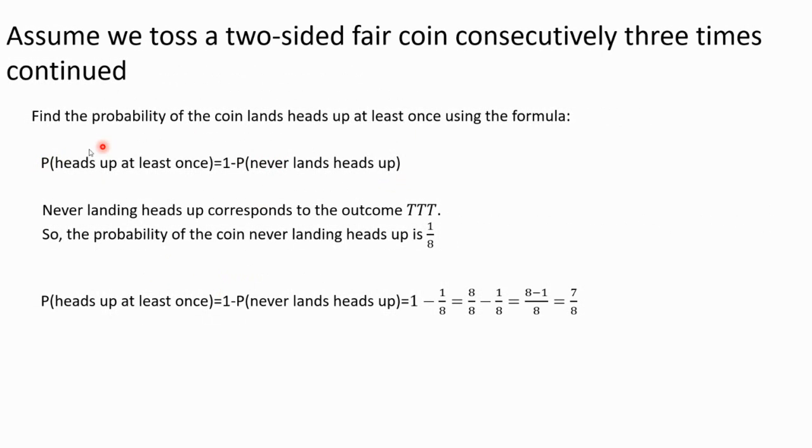Let's use this formula just to illustrate it. Well, the probability of the coin landing heads up at least once, from the formula, that would be 1 minus the probability that the coin never lands heads up. So the event happening at least once would be the coin landing heads up. Never landing heads up, well, what's the probability that the coin never lands heads up?